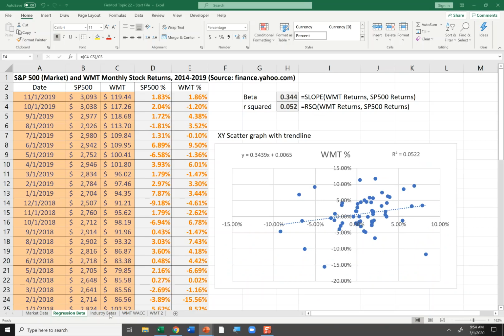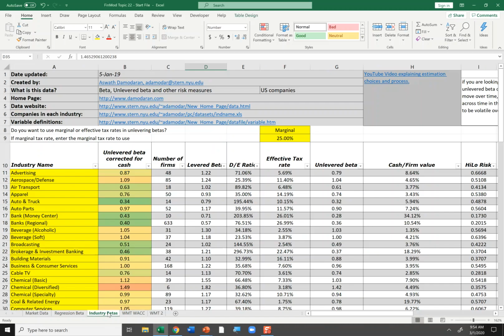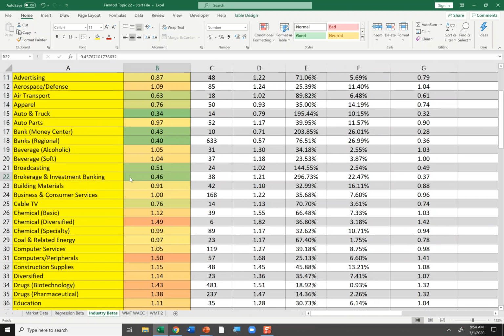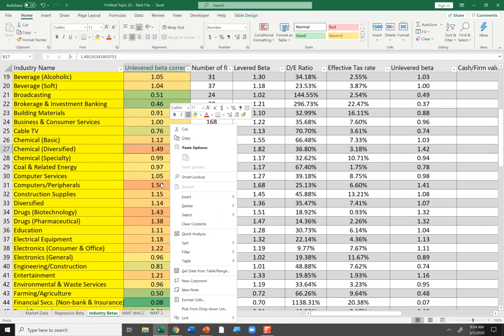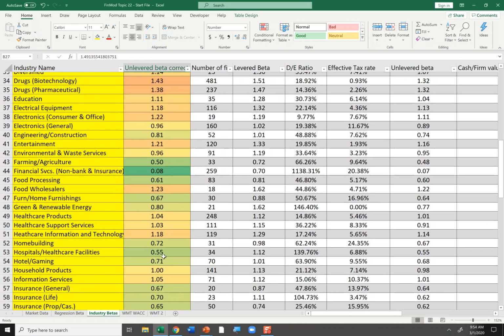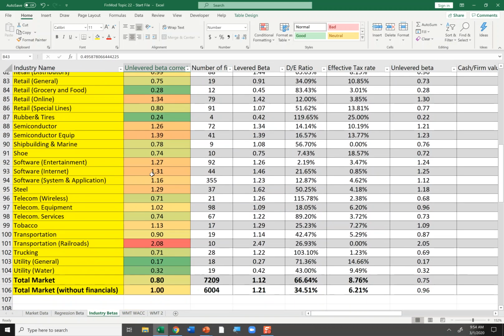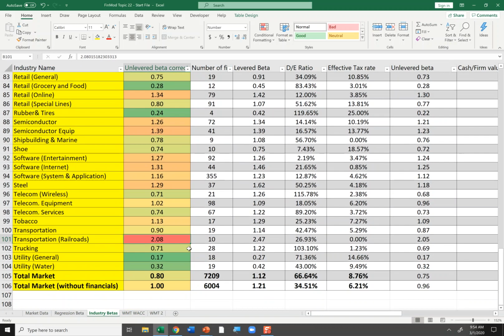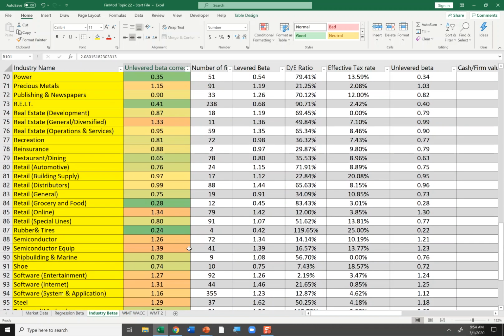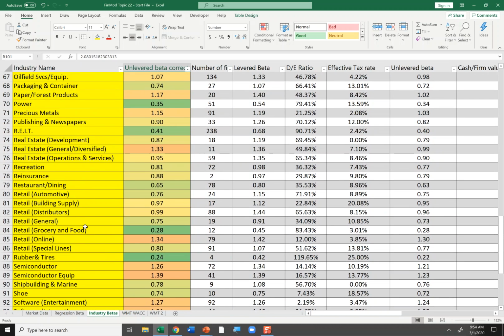If I go to Damodaran's website, I can see unlevered betas by industry, and you can see some of the highest betas I have here in red are chemical, computers. Some of the lowest betas here are financial services, believe it or not, farming. A really high one there is railroads, transportation. So if I were to look for Walmart, I'd probably look under retail, general retail, 0.75, retail, groceries and food, 0.28. So that's kind of Walmart's neighborhood. They're kind of in both of these business lines.